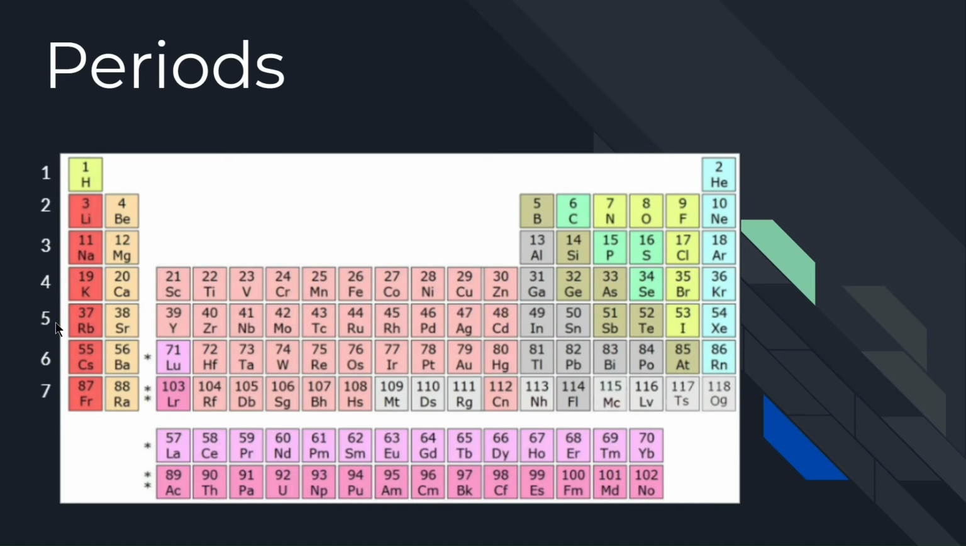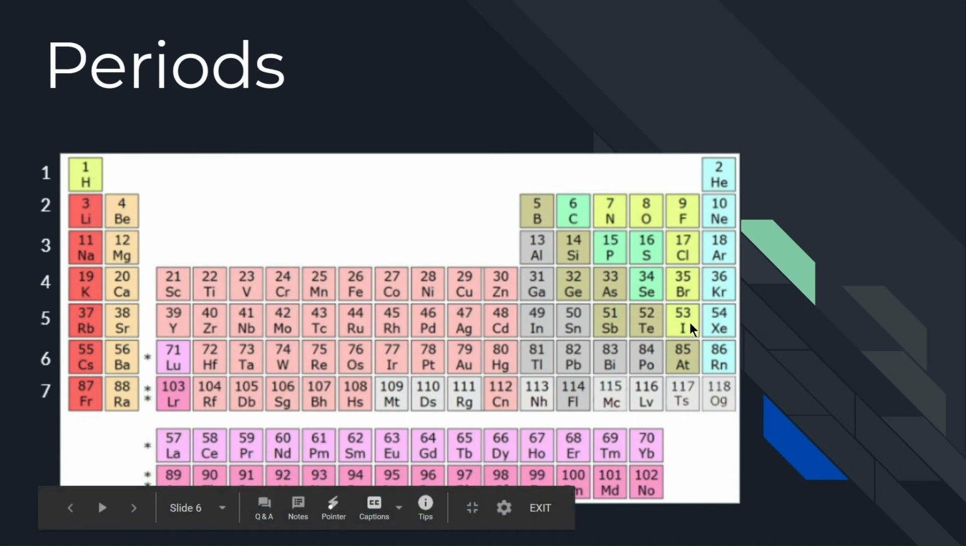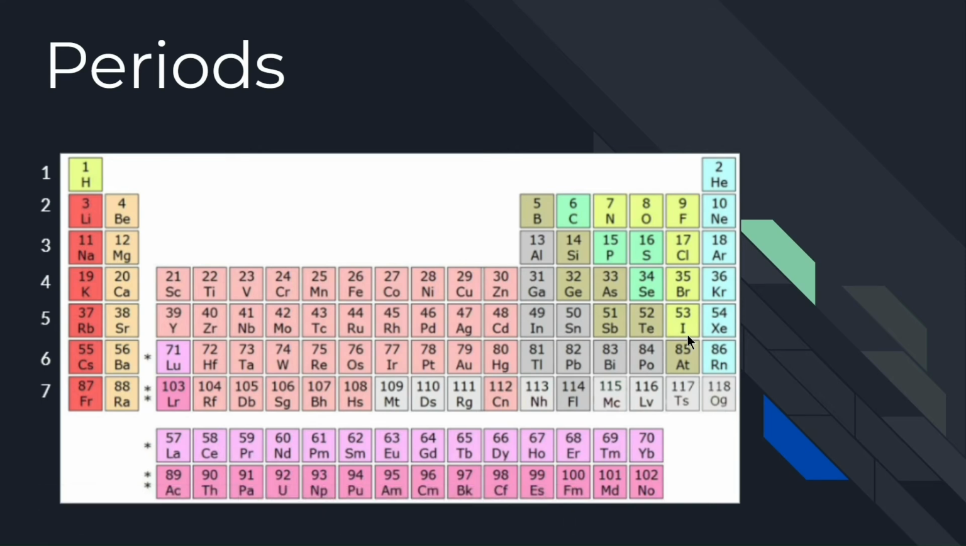Well, you know it's 5 because it's in period 5. And how many outer electrons? You know it's 7 because it's in group 7. So in this case, you can work out the information of an atom really easily.